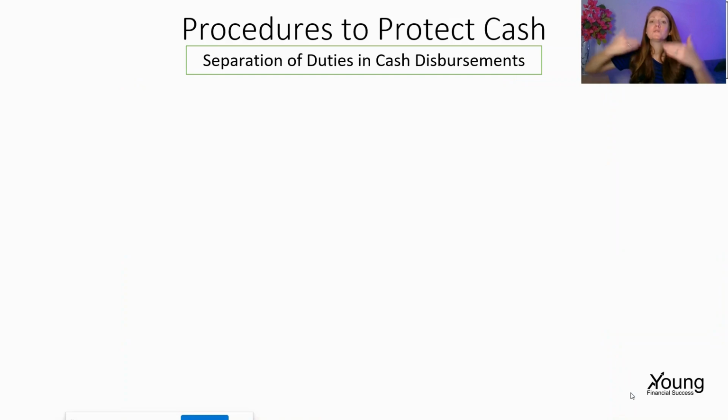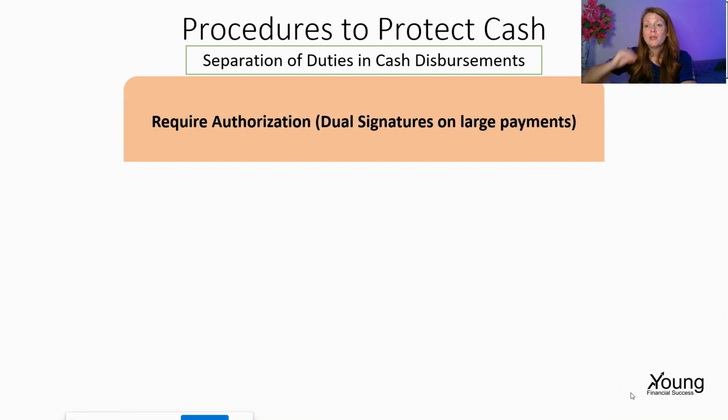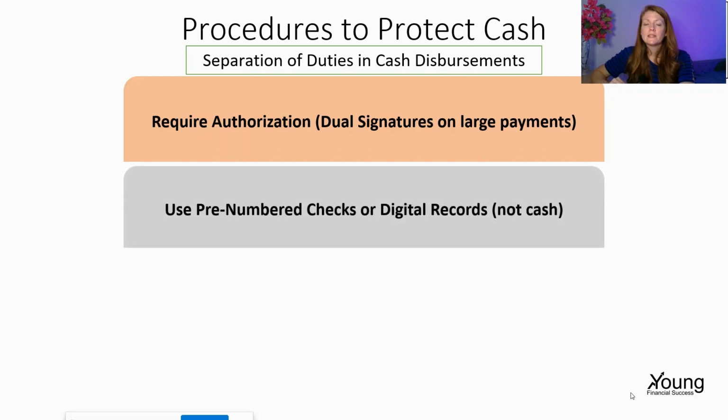Now, what about cash disbursements, where we are paying our vendors? We want to make sure we are requiring authorization for payments. And if it's a large amount, it needs to have dual signatures. So maybe your company says any checks that we're paying over $5,000 has to have the signature of the chief accounting officer and the chief financial officer. It needs to have both those signatures or something along those lines. So we need to make sure there's authorizations for this.